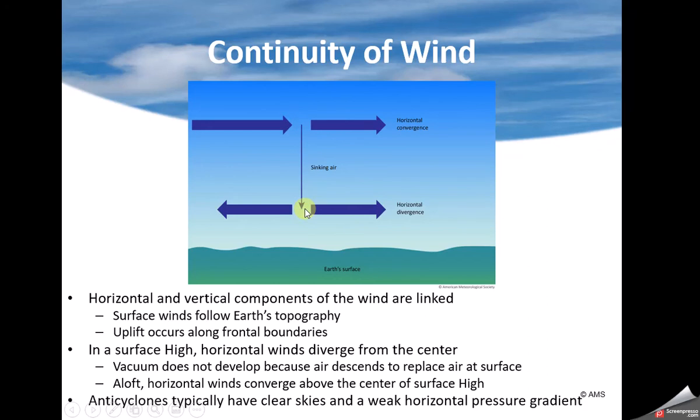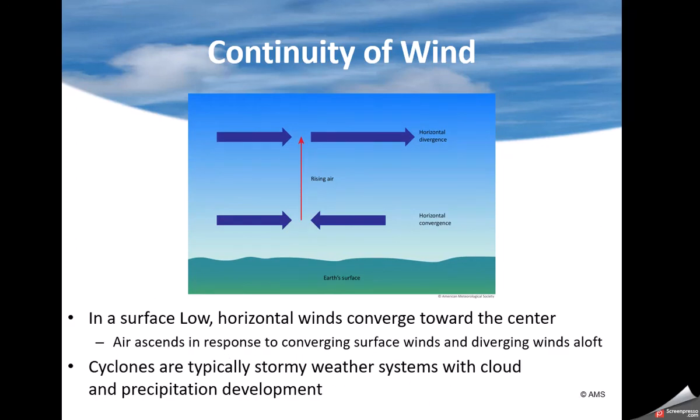So there's a continuity here. When you see winds moving apart at the surface, you probably have convergence aloft. When you see winds moving together at the surface, or converging, you probably have divergence aloft. And here you can see it again.